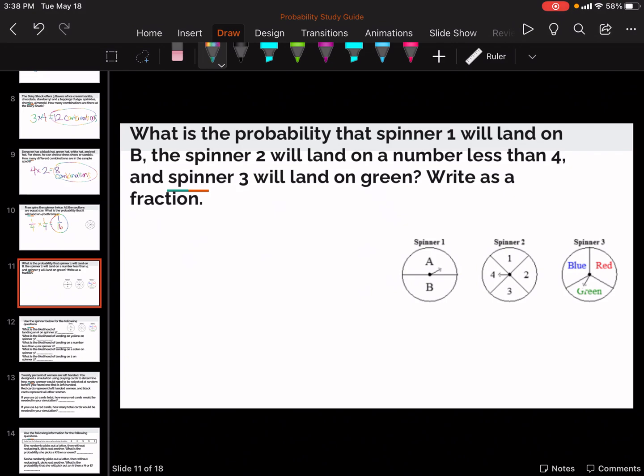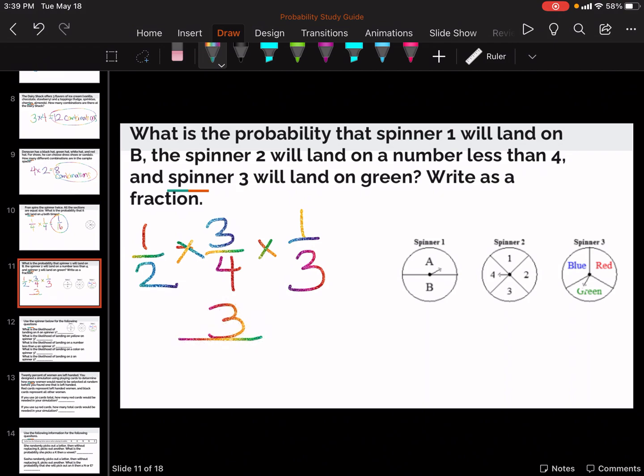What's the probability of getting a spinner that on spinner number 1 will land on a B? Well, that's going to be 1 out of 2. Then we'll land on a number less than 4, which is going to be 3 out of 4. Then on green is going to be 1 out of 3. So what I would do is multiply straight across, and we would get 3, and 2 times 4 times 3 gets me 24, which then simplifies to 1/8.